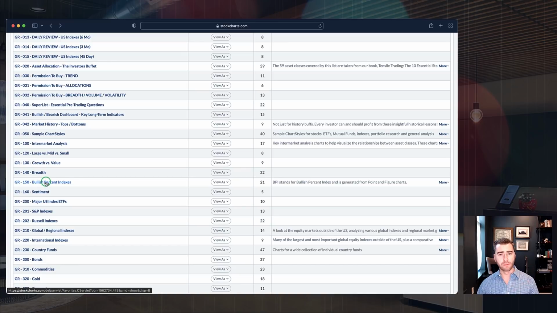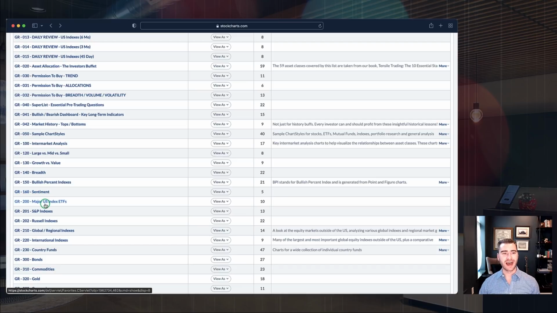Bullish percent indexes, BPIs, as you might know them, generated from P&F charts. So we have another look at some of the major indexes in that very interesting BPI perspective. Sentiment charts, we look into those. Always good to address, positioning, exposure, how active managers are positioning themselves, how traders are positioning themselves. There are things like the AAII sentiment survey in there. So lots of charts to help gauge sentiment.